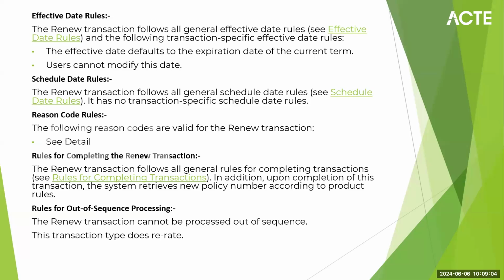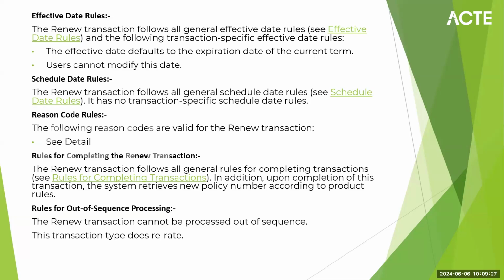Rule for completion of the renew transaction. Upon completion of the transaction, the system retrieves the new policy number according to the product rule. So basically, when you are doing a renewal transaction for the policy, whatever the previous policy number is will be changed once the user renews the policy.